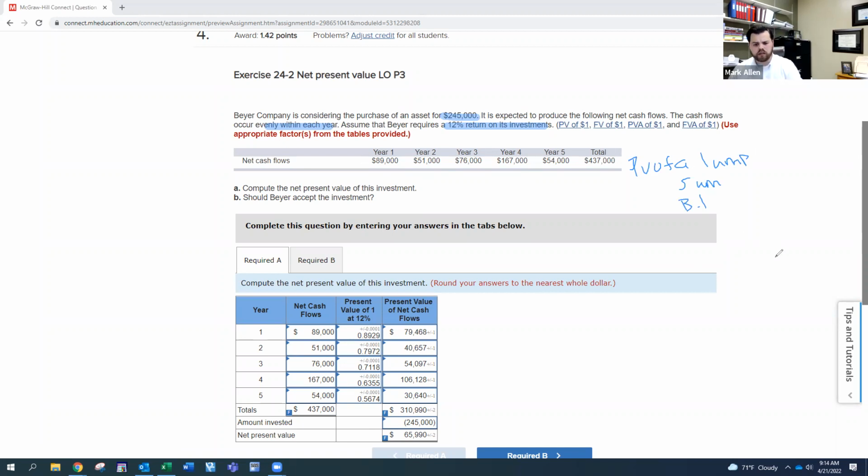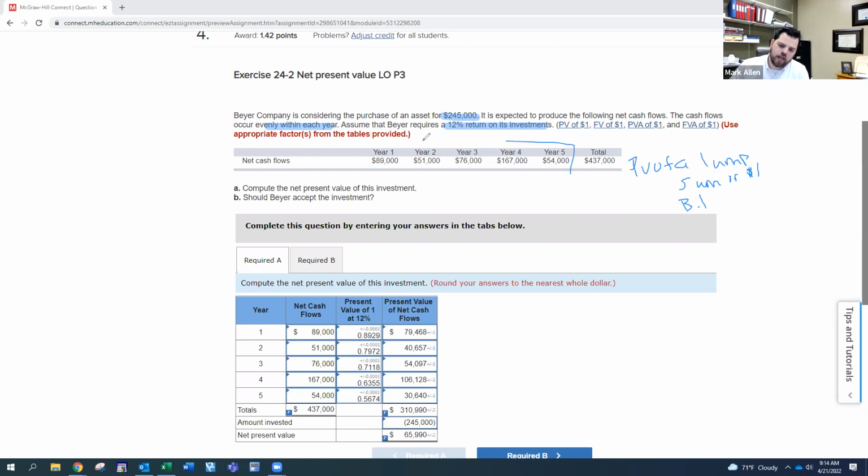If you're using a different book, or if you're not one of my students, it may be titled something else. But in this version of this book it's called Table B.1, and it's actually going to be this table that I'll open up here in just a second. But that's the table we're going to go to. It's the present value of a lump sum of $1.